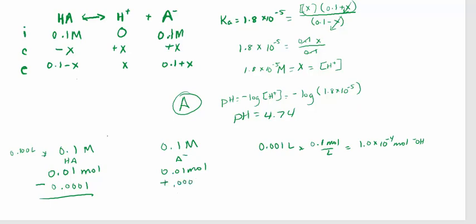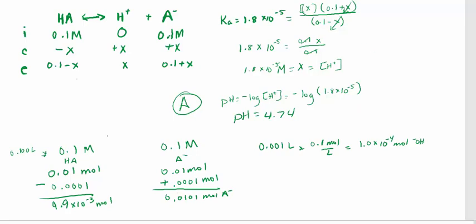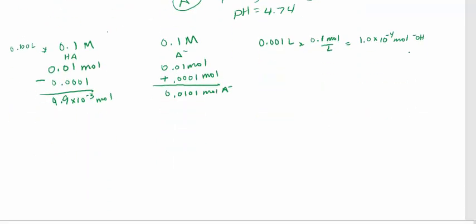So I have 9.9 times 10 to the negative 3 moles of my weak acid left, and 0.0101 moles of my acetate left. Now I need to convert that into molarity. So I need to divide this by my total volume. So now the total volume of my mixture is 101 milliliters.